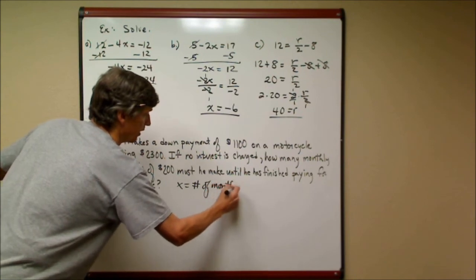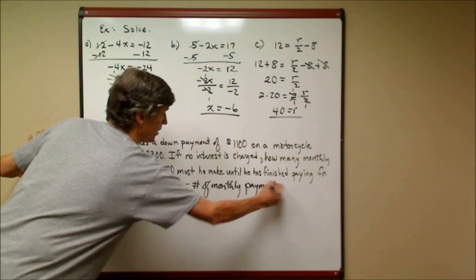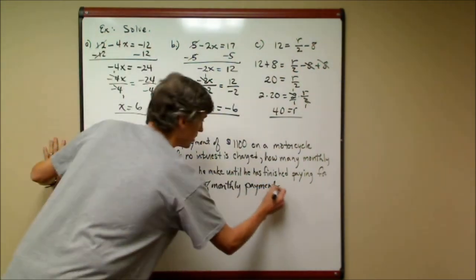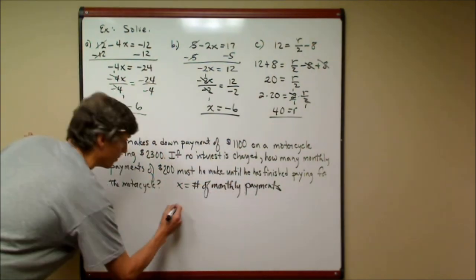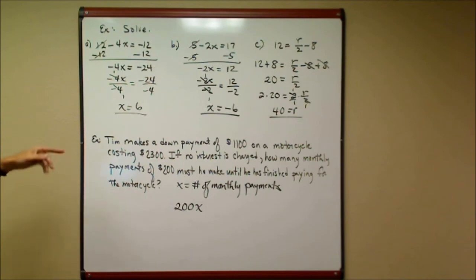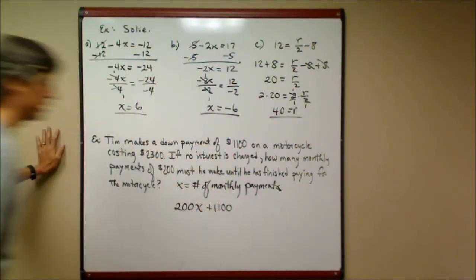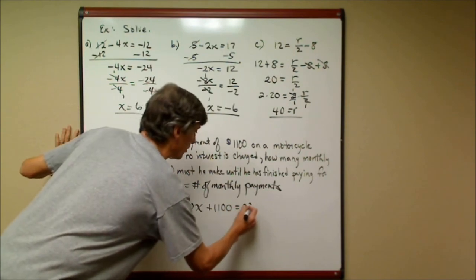I read it carefully. Now I'm going to state my variable. In this case, x is my variable. It represents the number of monthly payments. Okay, so now every monthly payment, it's going to cost him $200. So if he makes x monthly payments, that's 200x that he's going to have to pay. Now remember, he put an $1,100 down payment on that, so that's added on to the $1,100 that he put on the motorcycle originally, and this is going to total the cost of the motorcycle, or $2,300.